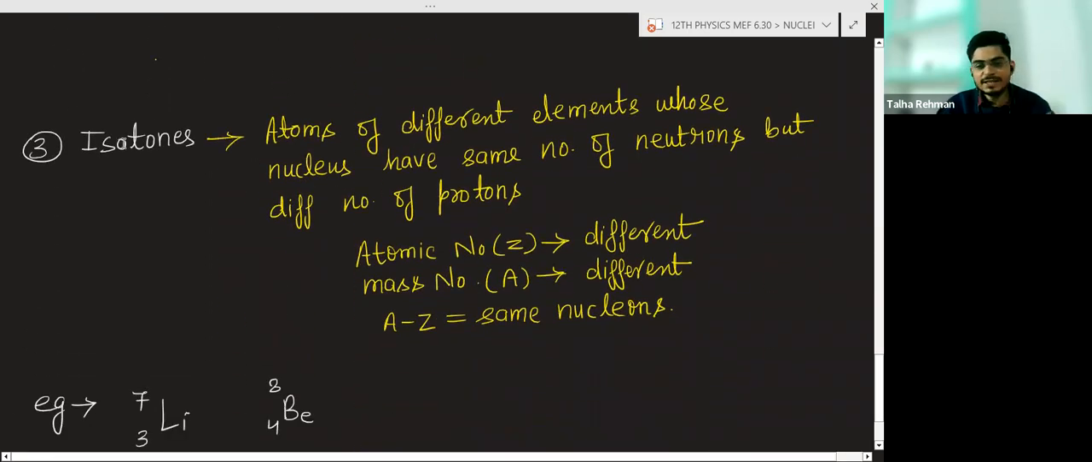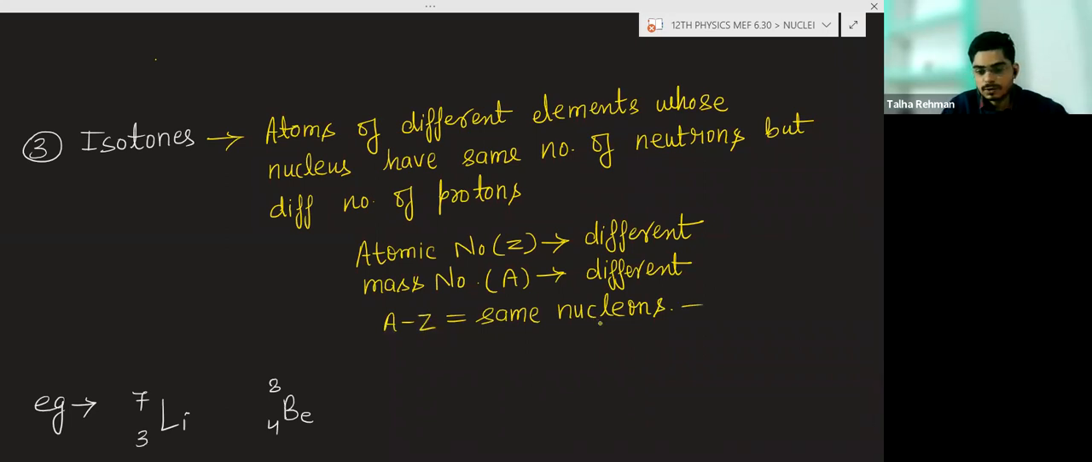After that, isotones. Isotones are atoms of different elements whose nuclei have the same number of neutrons but a different number of protons. So in the case of isotones, the atomic number will be different, the mass number will be different, but A minus Z, meaning the number of neutrons, will be the same.